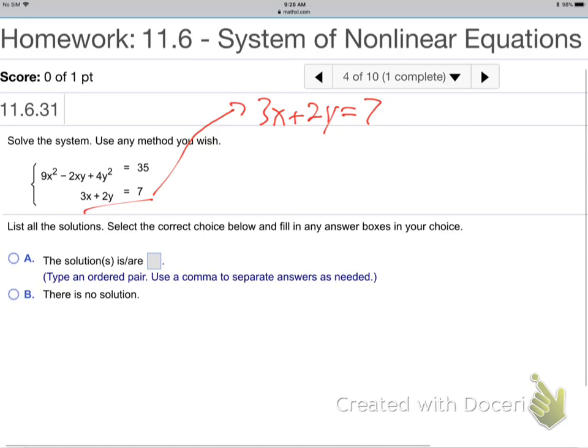I'm going to start with that one, and I'm going to solve for either x or y and plug it in. Here's the problem on this one. It's a little tricky. If I solve for x or if I solve for y, I'm going to get fractions. Do you see that coming? Right? And that's just a little messy and kind of hard to deal with.